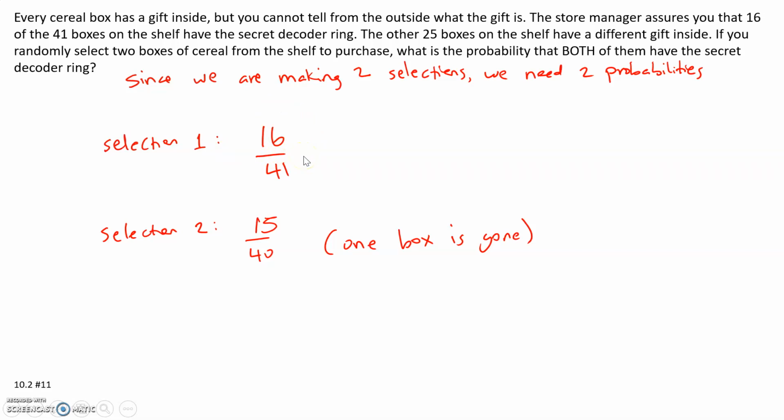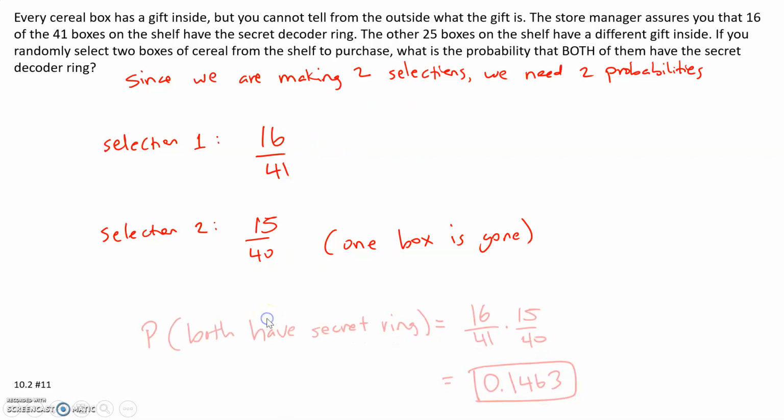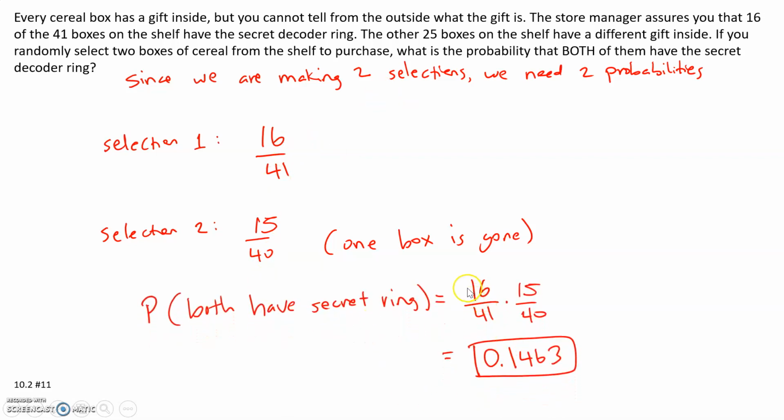Now, if you remove 1 box, instead of 16, only 15 have a ring, and instead of 41 boxes, only 40 boxes remain. And anytime you make more than one selection, we need to find both probabilities and multiply those together. So we multiply 16 over 41 times 15 over 40. So that's the probability that they both have a decoder ring, and that'll be 0.1463.